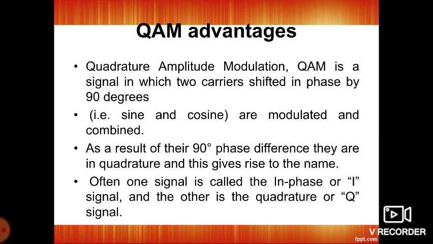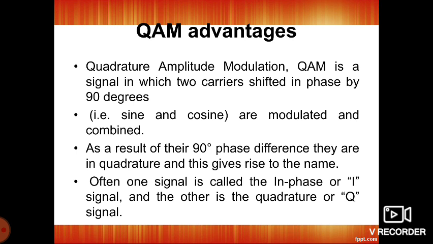So the Euclidean distance between these two is determined by dQAM, that is equal to square root of 0.6 EB, where EB is the energy per bit.